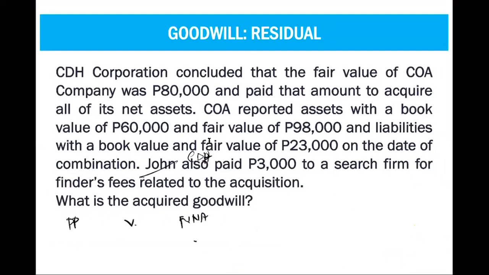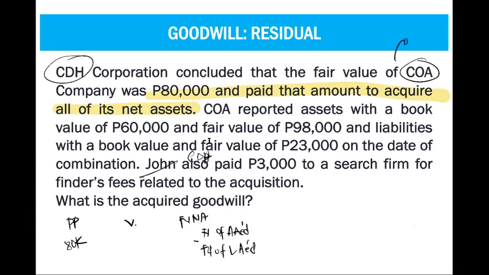How do we compute your fair value of net assets? Fair value of assets acquired and then fair value of liabilities acquired. So what is the purchase price? CDH purchased COA for 80,000. Okay, so that is the amount that we paid. And then we get the fair value of net assets. So who is the acquired company? Take note, CDH purchased COA. So COA is the acquired company. What is the fair value of the assets of the acquired company?